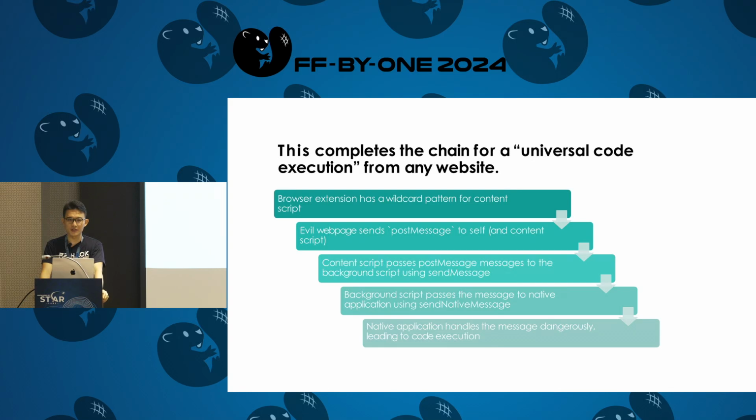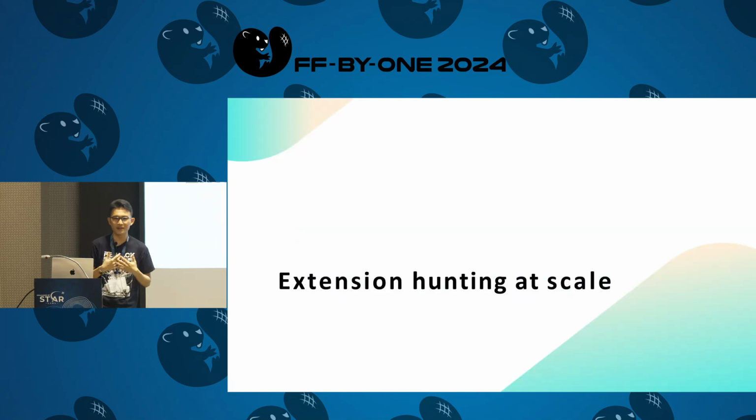There are a lot of parts of this chain that need to do that to work. So let's talk about extension hunting at scale, right? I'm not going to go and look at every single extension out there one by one and try to figure this out. So we can do this at scale, and this is one of the fun parts of vulnerability research these days. If you have an idea, you can scale it using whatever pipeline you have.